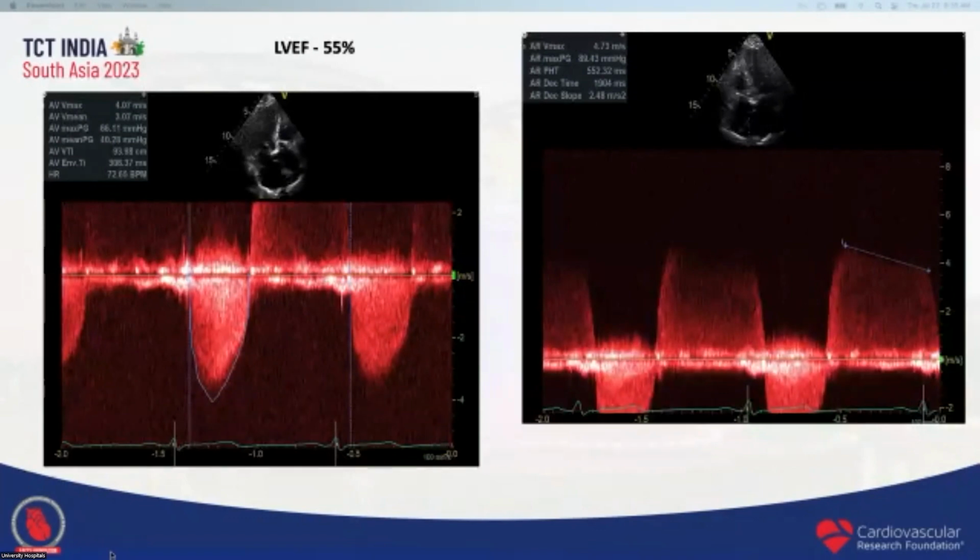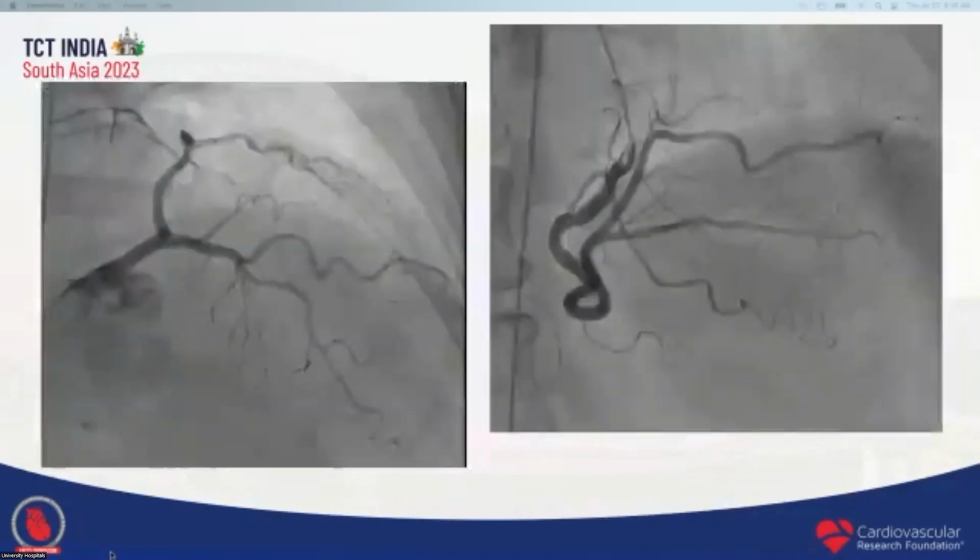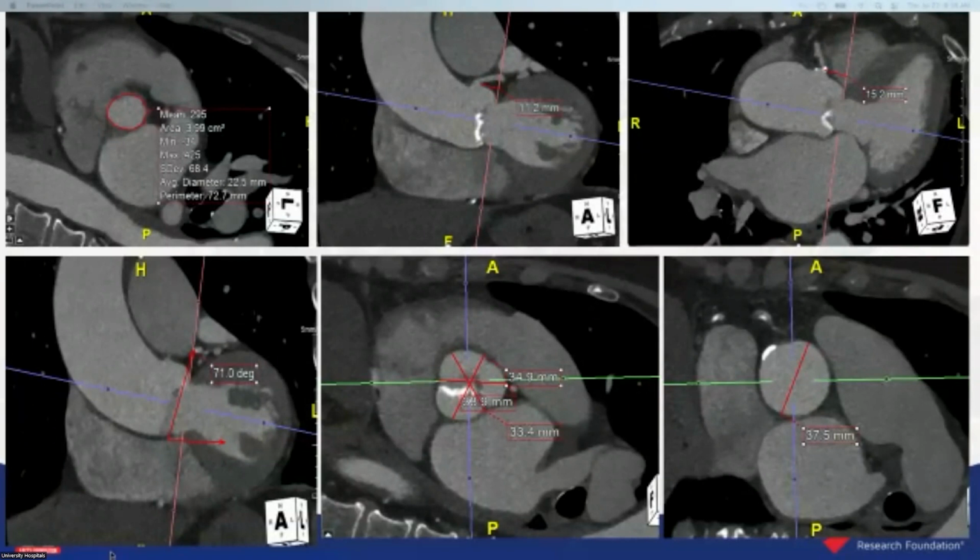The pre-procedure transthoracic echo showed LVEF of 55% with a velocity of more than 4 and a mean gradient of 40 millimeters of mercury. The valve area came out to be 0.8. She also had mild aortic insufficiency, with a pressure half time of about 600. The pre-workup coronary angiogram showed basically non-obstructive disease. So we evaluated her further for TAVR and aortic valve replacement, and we got a TAVR CT.